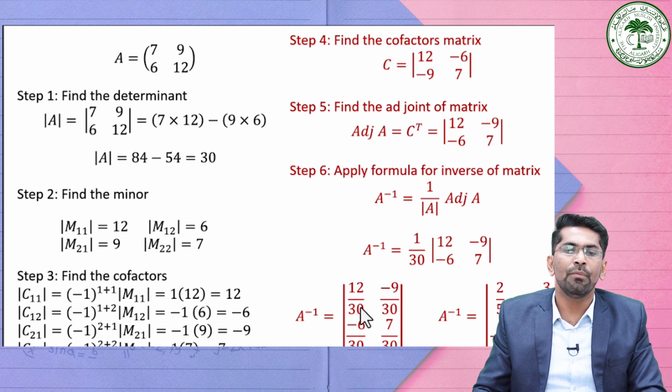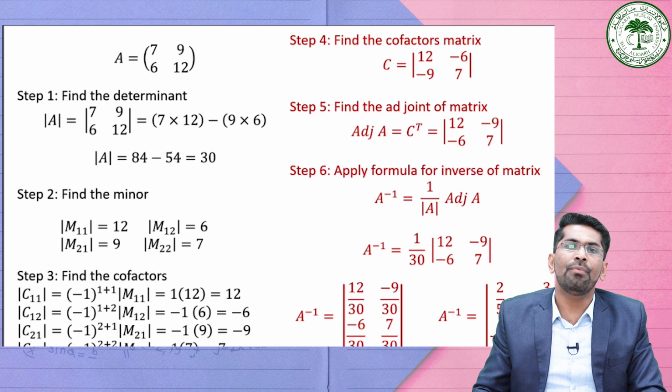And if you simplify it, 12 divided by 30 we can write as 2 by 5, minus 9 divided by 30 we can write as minus 3 by 10, minus 6 divided by 30 we can write as minus 1 by 5, and 7 divided by 30 stays as 7 divided by 30. Now this is the inverse of the matrix.